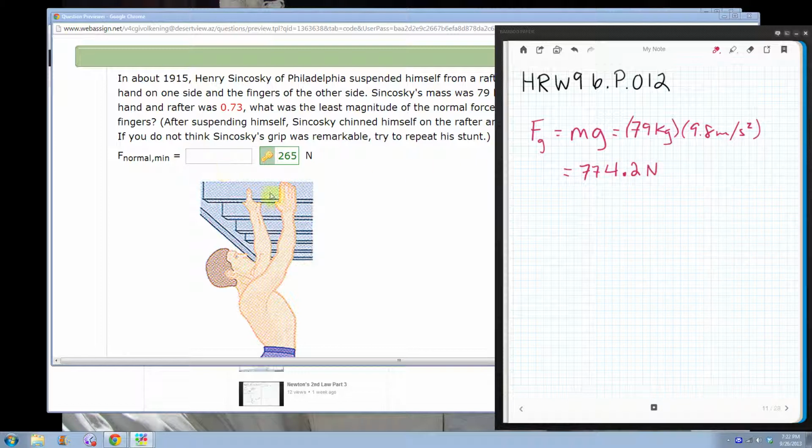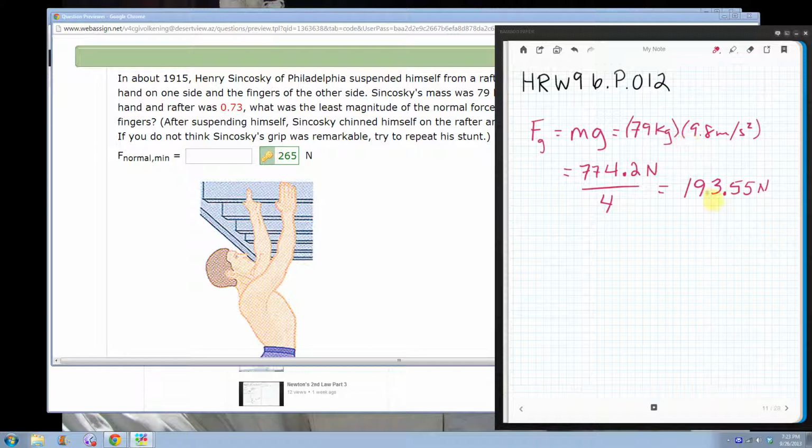But what they're saying is that it is being held up by the friction between his thumb and his fingers on both hands. So it's being held up by basically 4 points. So each point needs to hold up a fourth of that. So we're going to divide it by 4. And then we get 193.55 newtons. Okay. Notice I'm not rounding right now because you don't round until the end to avoid errors.